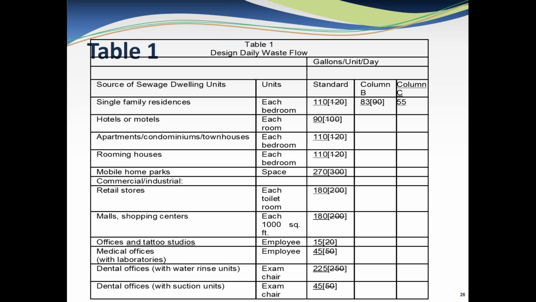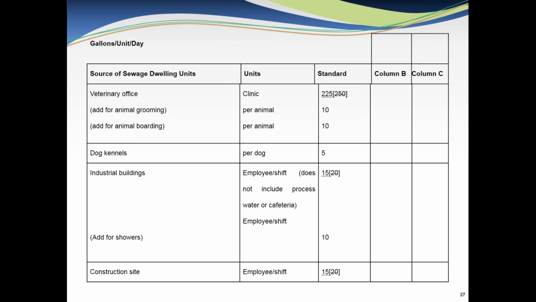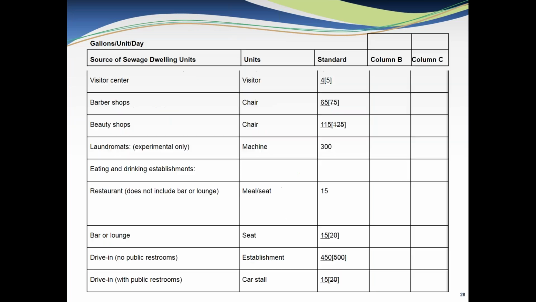Here's Table 1 that we're talking about. So for a single family residence, our standard waste flow has been reduced from 120 gallons per bedroom per day to 110 gallons per bedroom per day. Column B, that was referenced for your gray water separation, is 83 gallons per bedroom per day. And column C is 55 gallons per bedroom per day. And actually, I misspoke on that. Column B is for your composting toilets and your gray water.